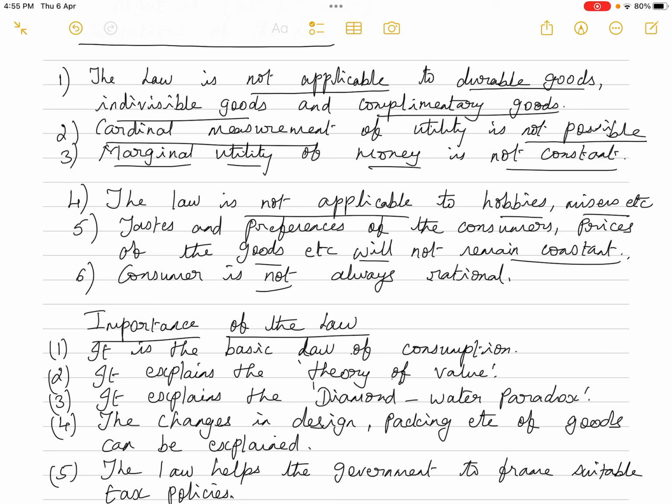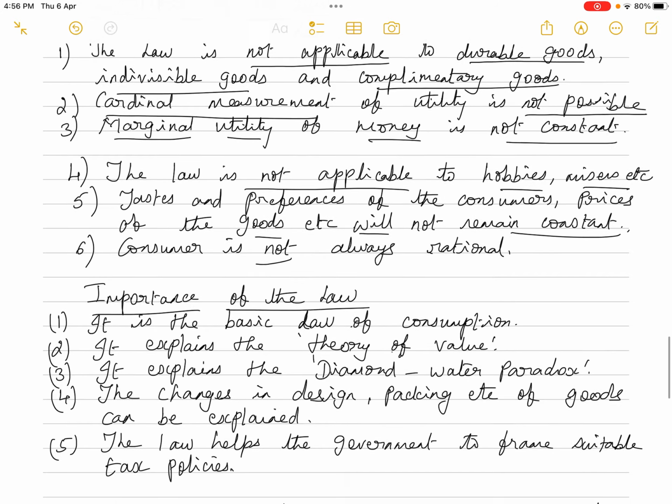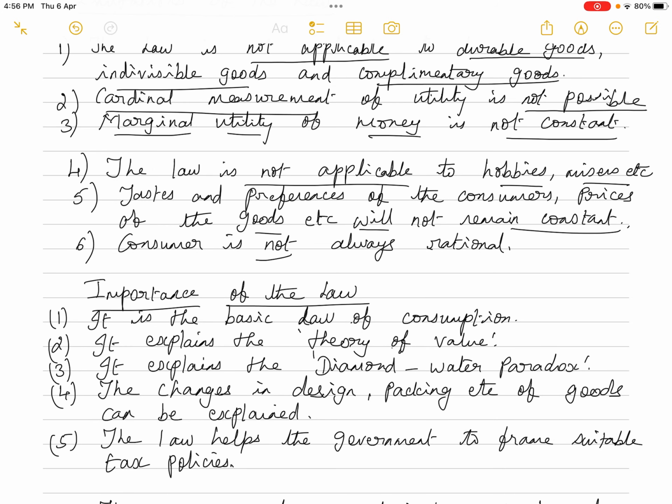And the fourth limitation, the law is not applicable to hobbies. There are hobbies like people collecting stamps, people collecting coins. The more stamps, the more coins they collect, the satisfaction will keep on increasing, it won't decrease. And misers, whatever they keep on collecting, it is also like a hobby. For them, the satisfaction will keep on increasing. And so in those cases, the law will not be applicable.